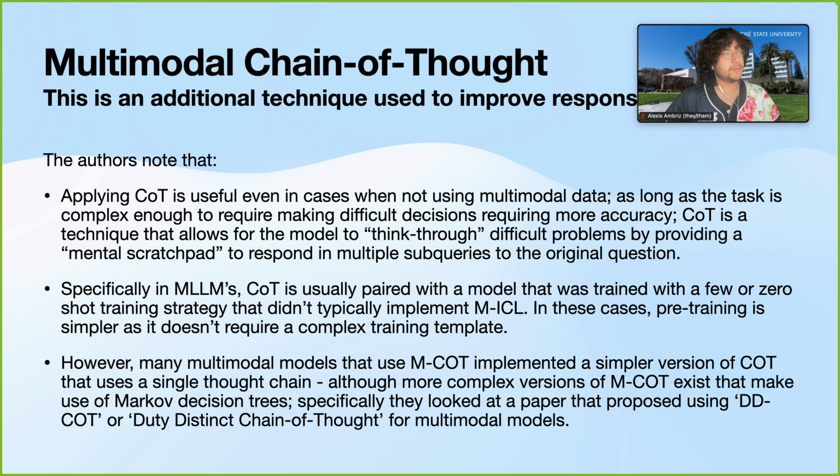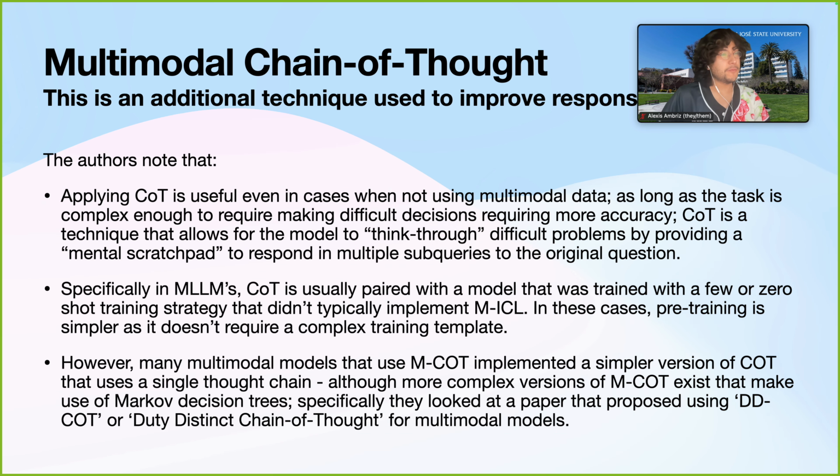And in MLLMs, chain of thought is usually paired with a model that is used with few-shot or zero-shot prompting, which means they implemented basic ICL or no ICL, like I just mentioned. So it receives the input from the user and passes it to the model without applying a template. The reason is that in chain of thought, you usually want to have multiple chains, or at least a single chain, before you decompose the original input.